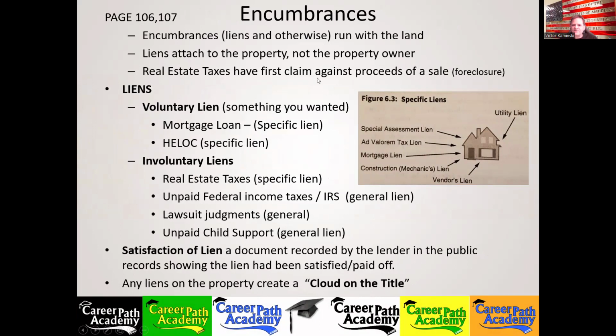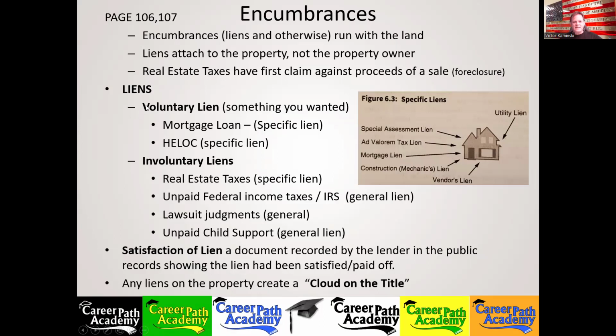Real estate taxes have first claim against the proceeds of such a sale that may have forced repayment of a lien, like foreclosure. We're talking about foreclosure sales. Two things certain in life: death and taxes. You're all gonna die and you all have to pay taxes. Heck, you gotta pay your taxes even after you die. The state will come get it out of your estate before it's distributed to anybody. That's why they require any estate to be probated.